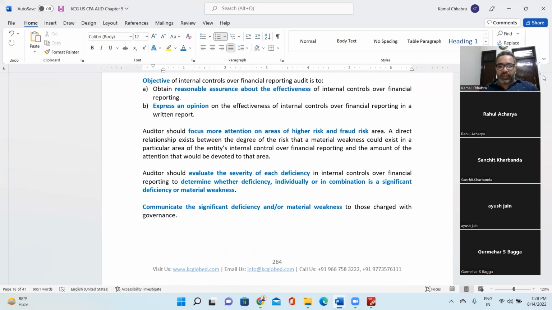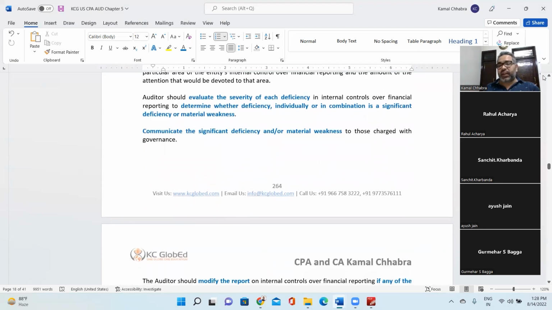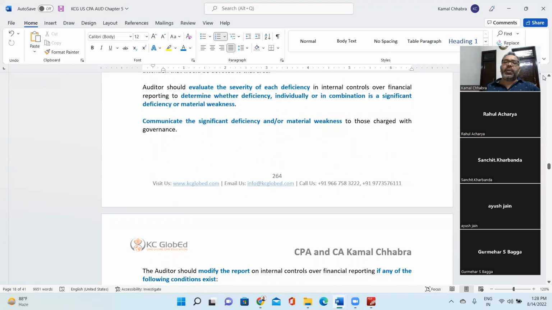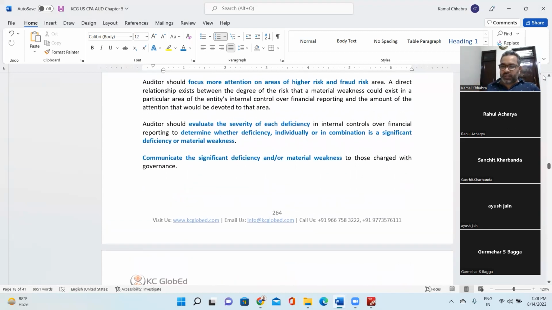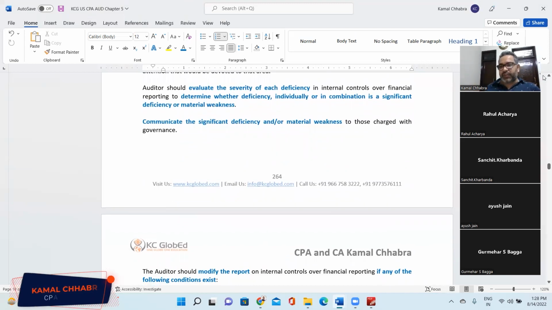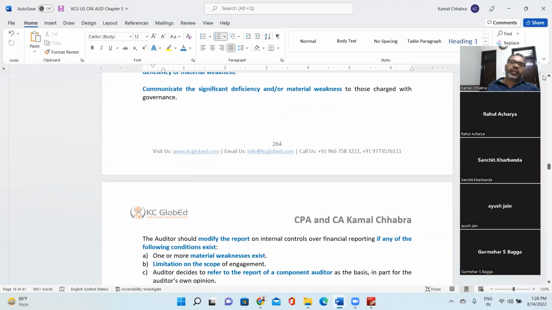The auditor should focus more attention on high-risk areas and fraud risk areas, and should evaluate the severity of deficiencies to determine whether a deficiency, individually or in combination, is a significant deficiency or material weakness. Right? You need to focus on two things: high-risk areas and fraud risk areas, and you need to evaluate the severity of the deficiency, whether it is a routine deficiency, significant deficiency, or material weakness, depending on its nature and impact on the overall financial statements. Communicate significant deficiencies and material weaknesses to those charged with governance.